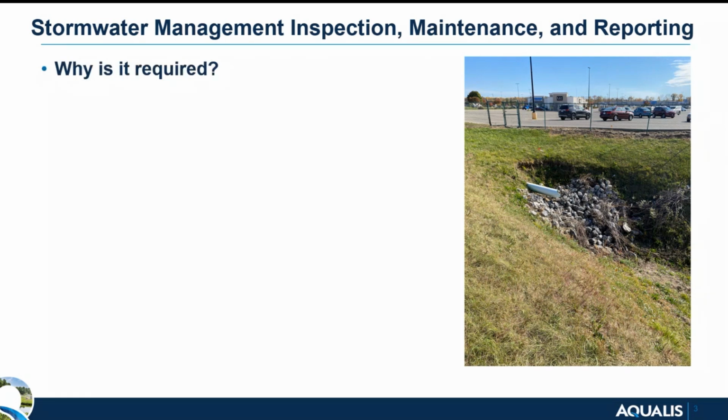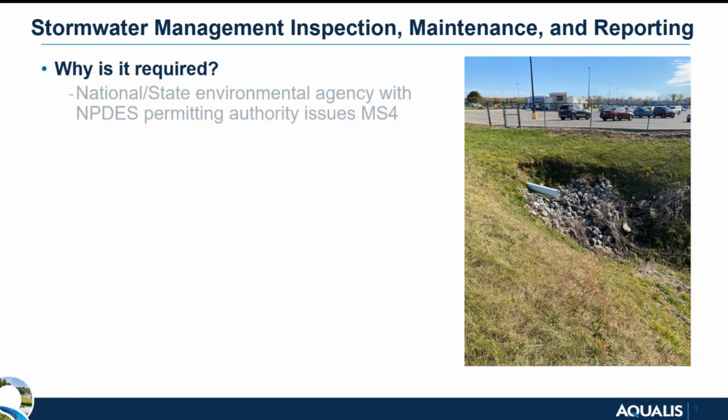All right, so now we're going to talk about why this process is required, starting at the very top, even above a state agency like WDNR, like we heard from earlier. The requirement comes from a national or state environmental agency with permitting authority from the National Pollutant Discharge Elimination System. They're going to issue MS4 permits to the facilities, municipalities, or communities that require them. That can be anything from a town, village, or city to even a university or a school district. So there are a couple of different types of permittees there.